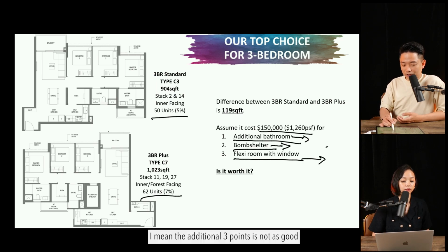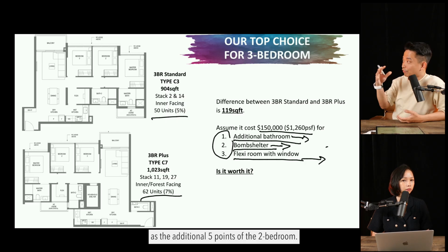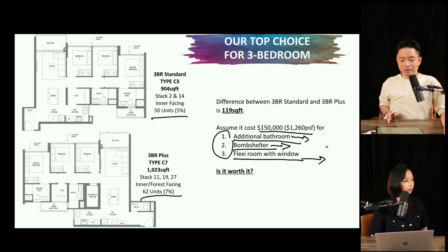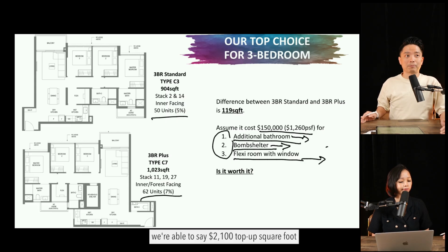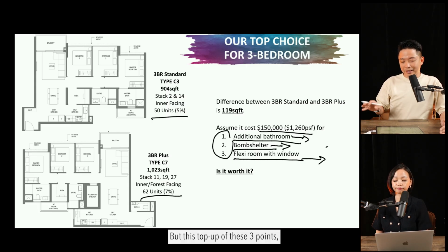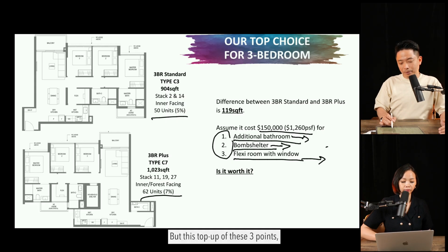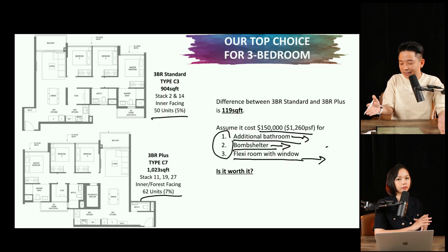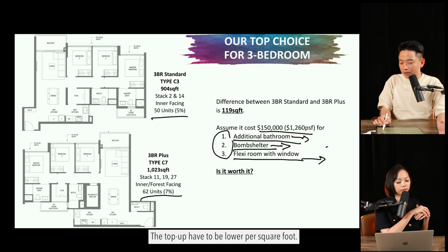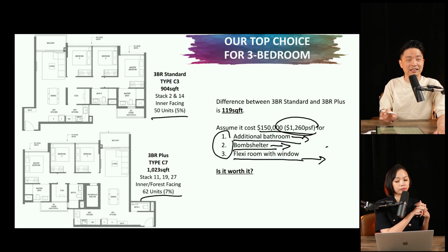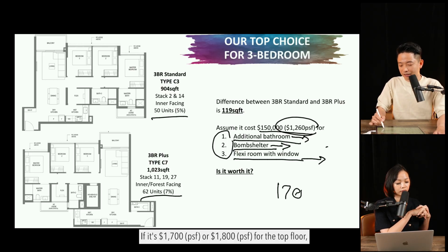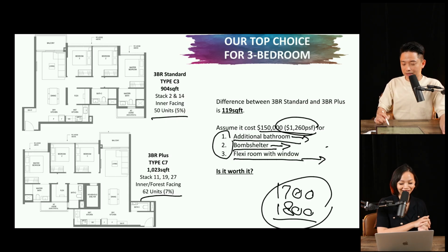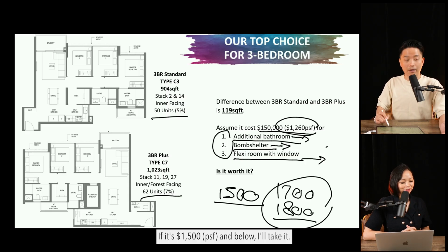I mean, the additional 3 points is not as good as the additional 5 points of the 2-bedroom. That's why for the 2-bedroom with the 5 points, we are able to say 2,001 top up per square foot is still worth it. But this top up of these 3 points is not the best thing that I definitely need, right? The top up has to be lower per square foot. Not to say it has to be 1,260. If it's 1,007 or 1,008 for the top up, 1,206, wow, just take already. I can consider. If it's 1,005 and below, I will take it.